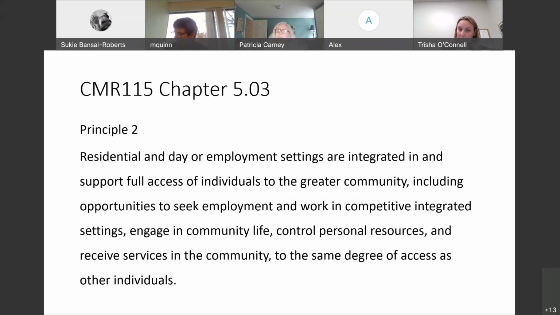There are only 2 principles, and they really encompass a whole bunch of stuff that helps guide the work that we do. So principle number 2 is that residential and day or employment settings are integrated in and support full access of individuals to the greater community, including opportunities to seek employment and work in competitive integrated settings, engage in community life, control personal resources, and receive services in the community to the same degree of access as other individuals. This is a checklist of everything we do in our work, isn't it?